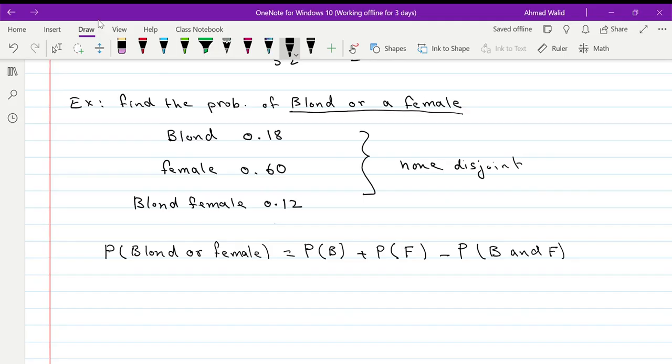Then plug in just the numbers. What is the probability of blonde? 0.18. Plus, what is the probability of female? 0.60 minus, because it's non-disjoint, it's not 0. What is the probability of blonde female? 0.12. And if you simplify, you will end up with 0.66 or 66%. Correct?